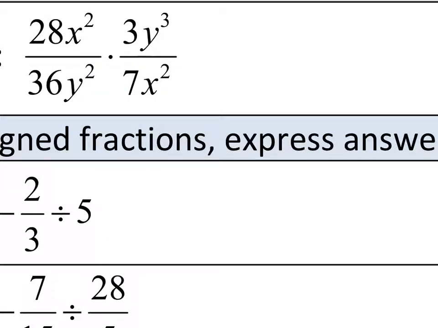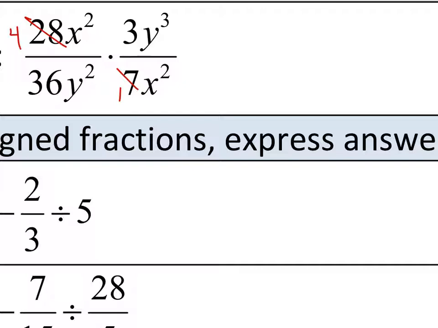So number 15 right here, well, there's a couple ways we can do this, and we went over both of them last time, and that was a week ago. So let's look at this way. I'm going to cross simplify these, okay? 28 and 7 can be divided by each other. 28 divided by 7 is 4, and then 7 divided by 7 is 1.